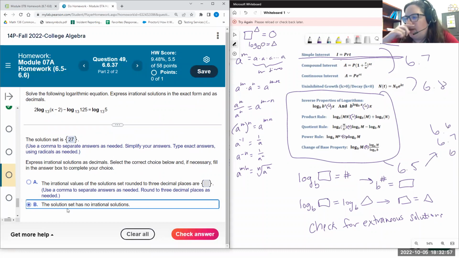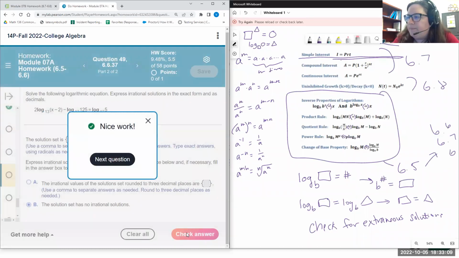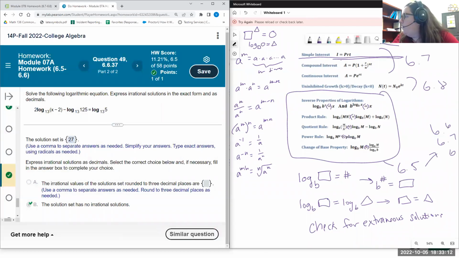Interesting. They also ask you then, so if you had like a square root or something in there, they're asking you to then go ahead and approximate it. In this case, there weren't any such thing. We just had the number 27, so it didn't need to do that. All right, so then the last thing in this section is exponential equations.